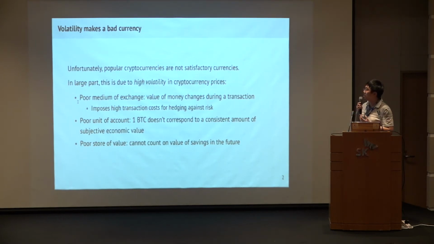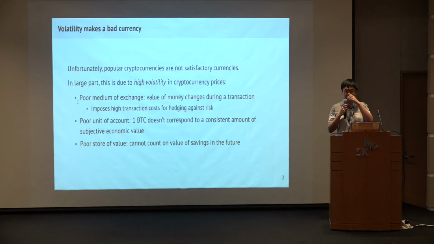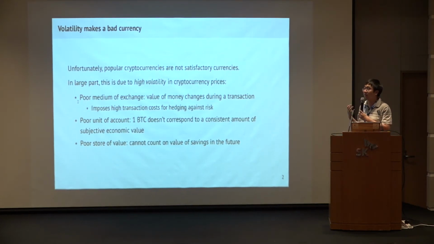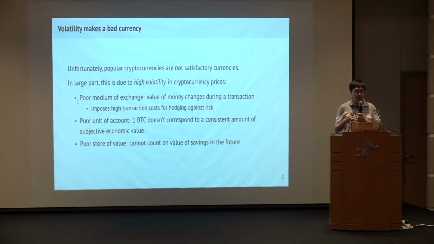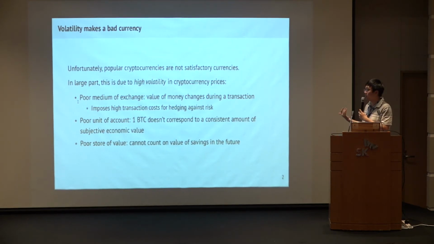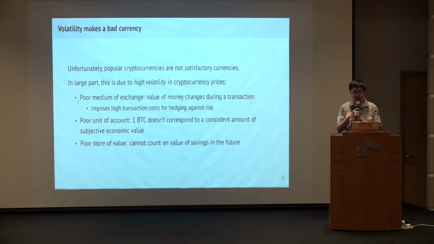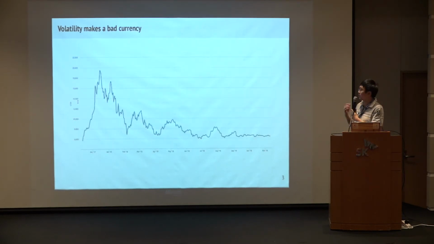This is mainly because cryptocurrency prices have really high volatility. So this means they're a poor medium of exchange because the value of the money would change constantly during a transaction. It's a poor unit of account because one Bitcoin means different things today and tomorrow, and you really can't do accounting in terms of Bitcoins. And finally, it's a really poor store of value because you don't know what your stash of Bitcoins will be worth 10 years from now. So this is the price of Bitcoin, and you don't need me to tell you it's really volatile. It goes up and down by orders of magnitude, and that's just really bad.